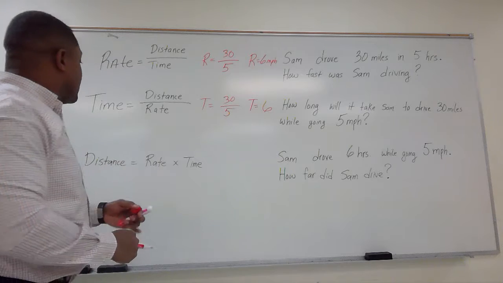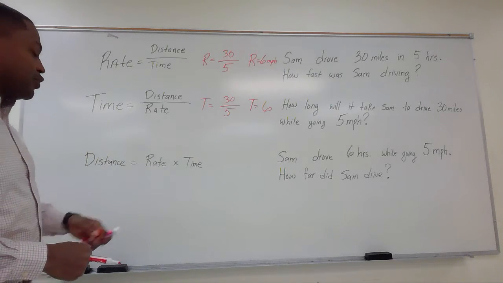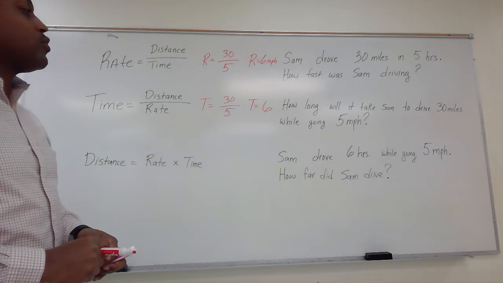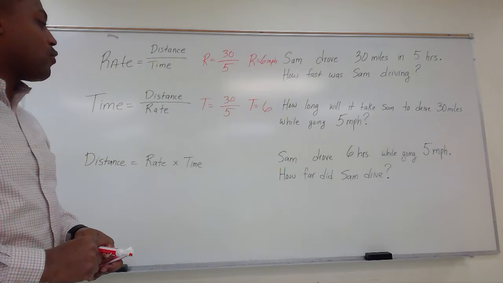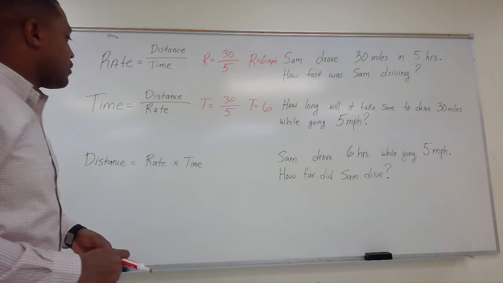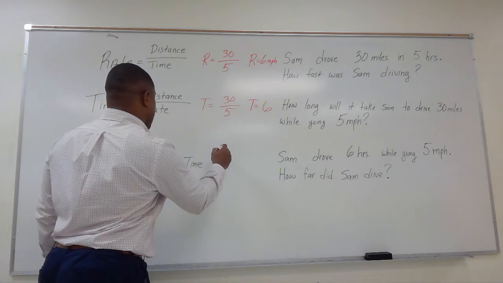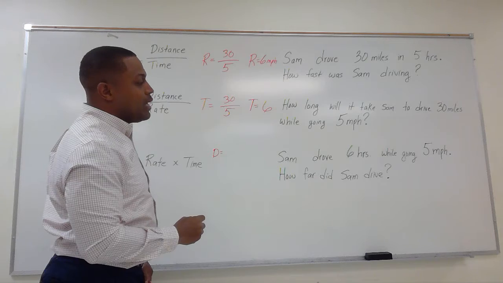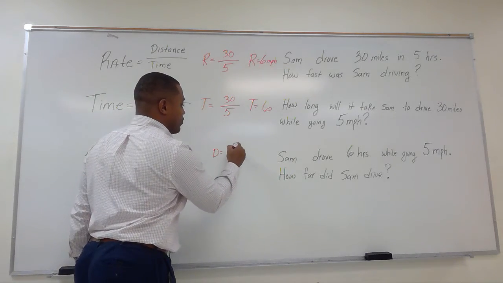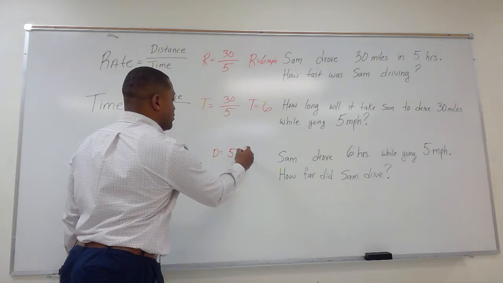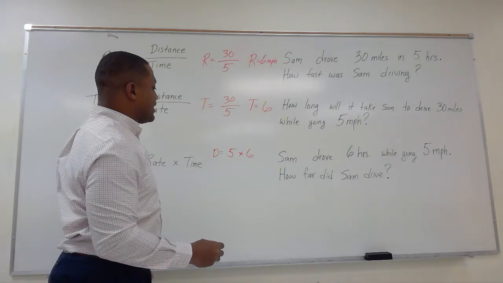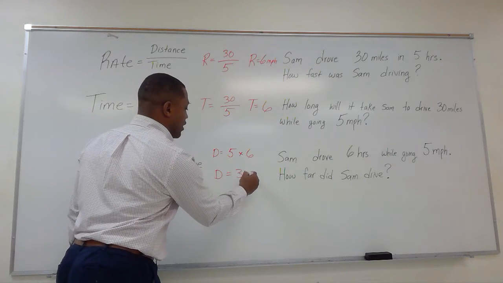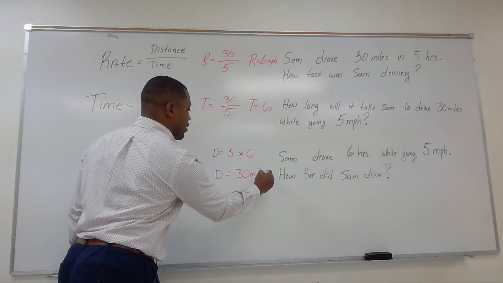Okay. And lastly, we have distance, rate, finding distance here. All right, so it says Sam drove 6 hours while going 5 miles per hour. How far did Sam drive? All right, so then that would be distance equals rate of speed, 5 miles an hour, times the number of hours, 6 hours. And so D would give us 30 miles.